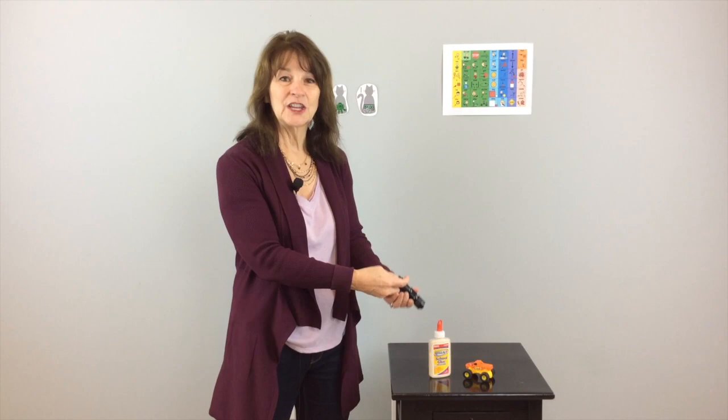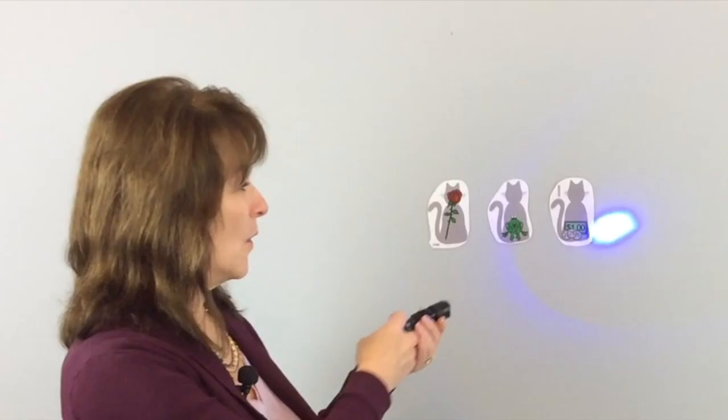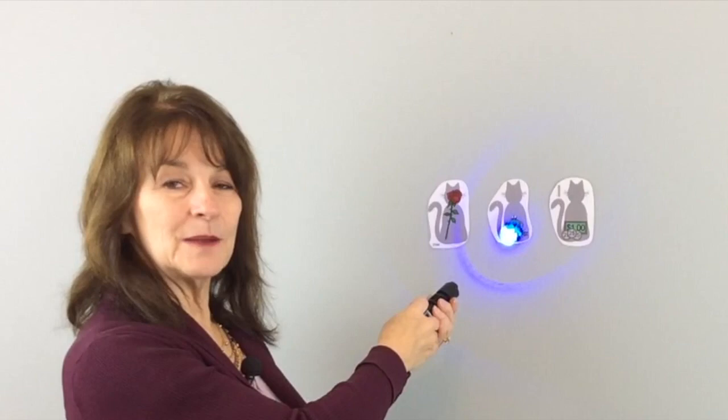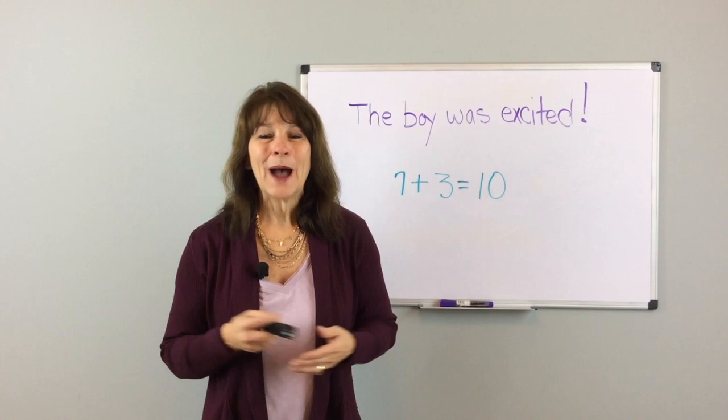Joint attention. Imagine using this same strategy with an activity where you say, "Look at the truck," and you shine the light on the truck, and you can say, "Good looking at the truck." Or if you shine the light on an option in a book saying, "Look at the frog," "Nice job looking at the frog." Or how about a math problem? You can shine the light on 7 + 3 = 10.